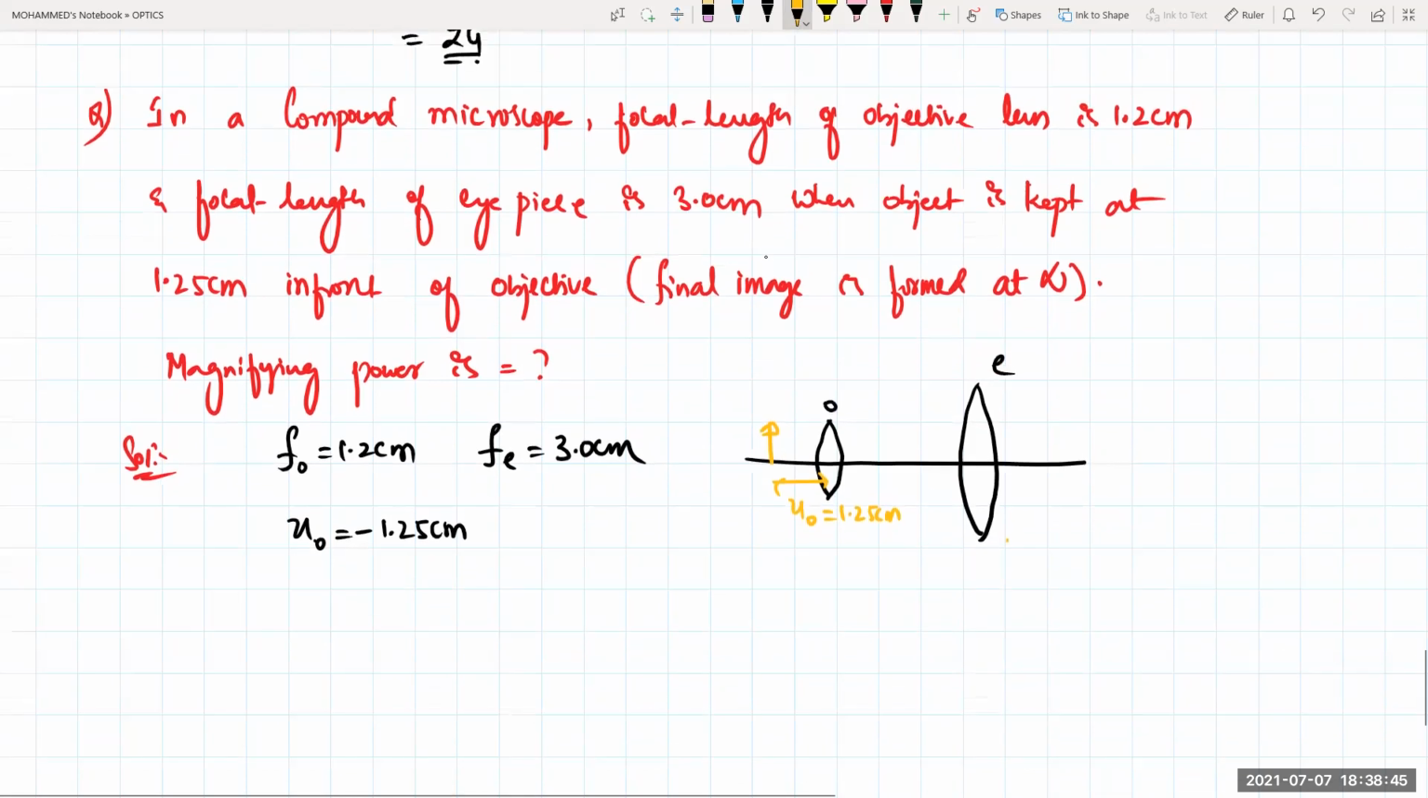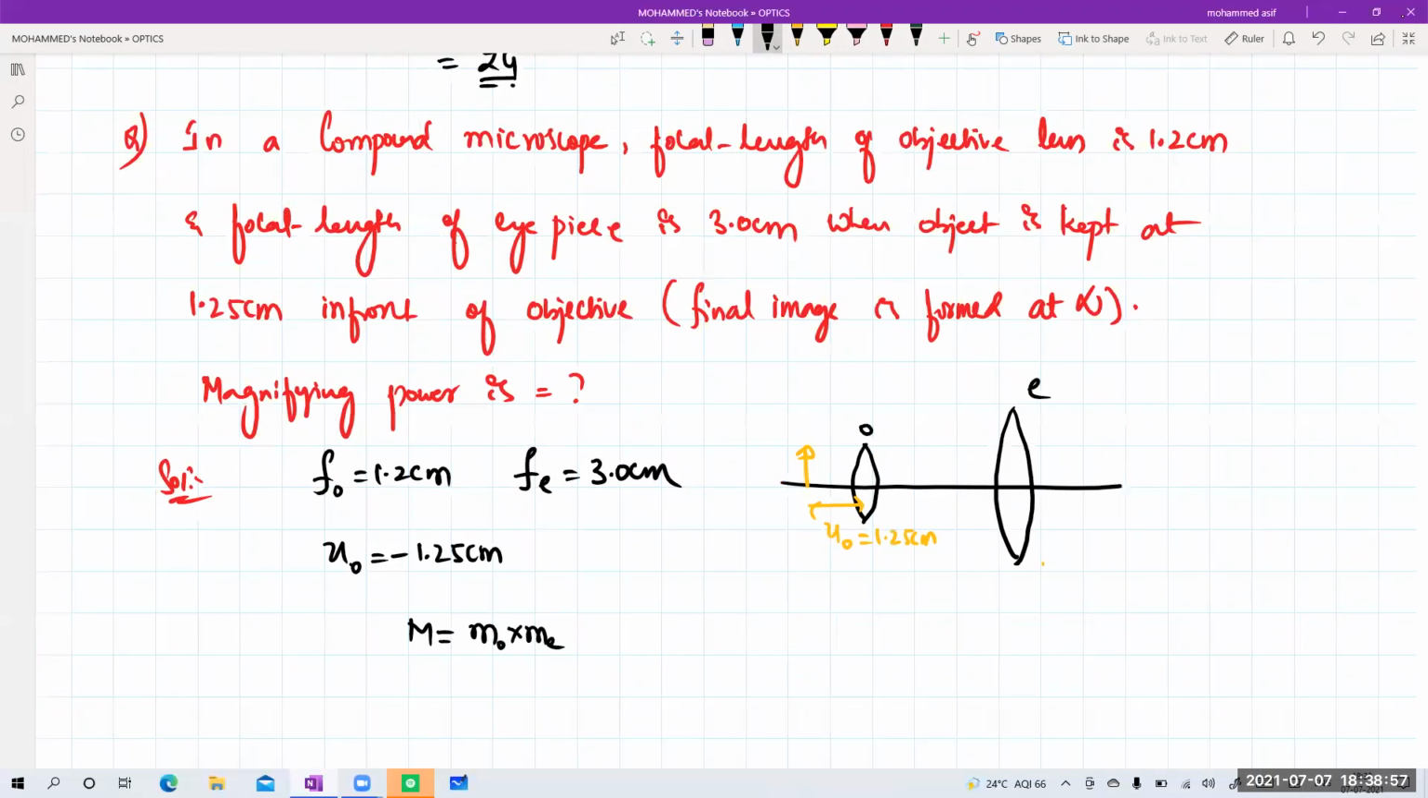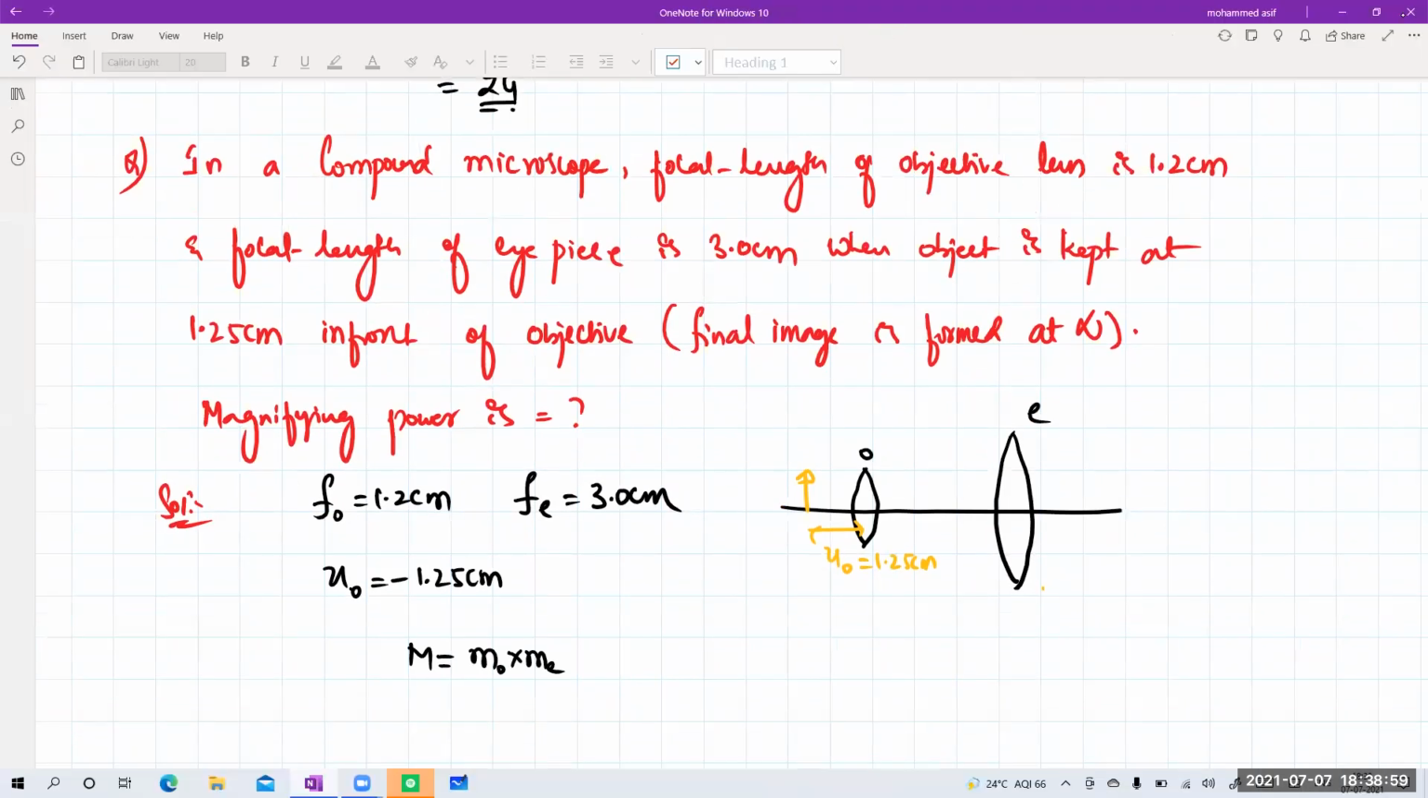So now what is asked? Magnifying power. Magnifying power means what, beta? What is the direct shortcut formula I told you? Magnifying power is equal to magnifying power of your objective into magnifying power of your eyepiece. Can you try it out once? Yes, sir. Okay, I'll give it 2 minutes.